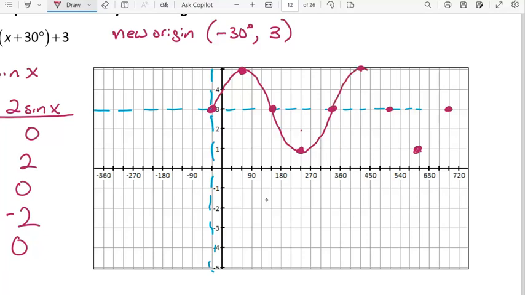To graph the rest of this function. And then we can do the same in reverse. Just count carefully. 90 to the left, 90 to the left, 90 to the left, and 90 to the left. And now we've got the rest of the graph in that given grid.